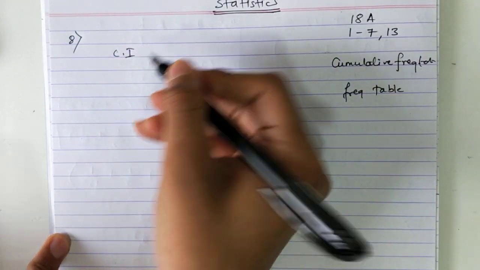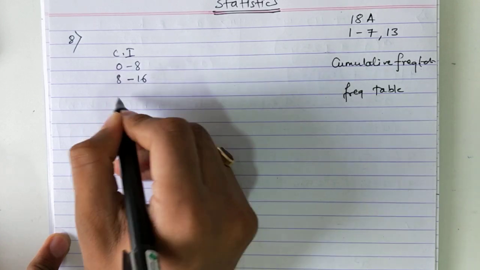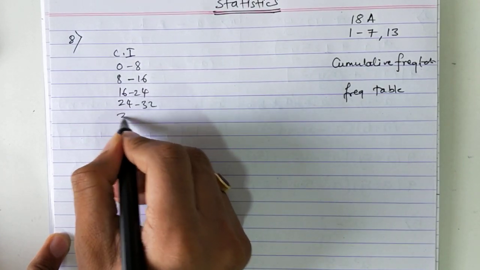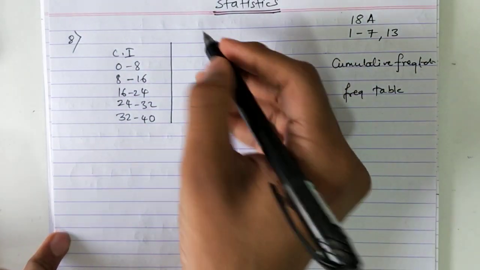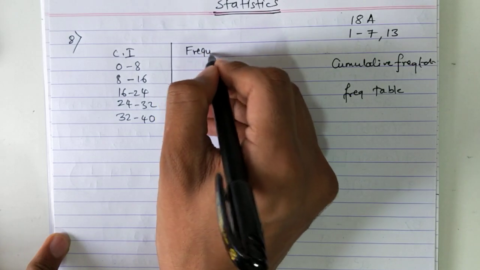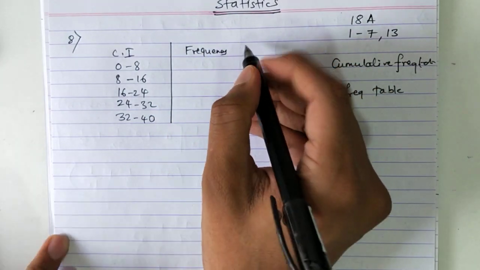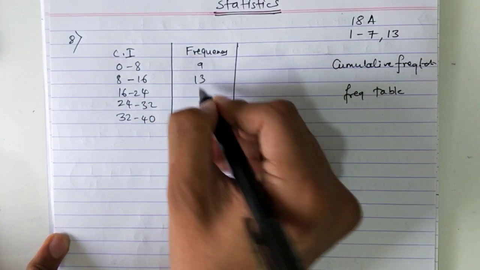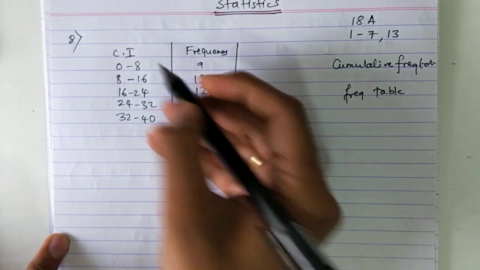The class interval here is 0 to 8, 8 to 16, 16 to 24, 24 to 32 and 32 to 40. Frequency is given as 9, 13, 12, 7 and 15.